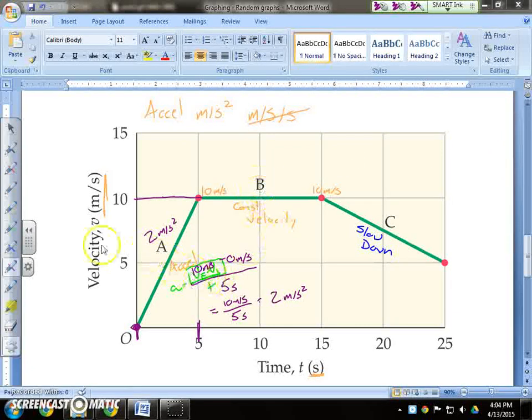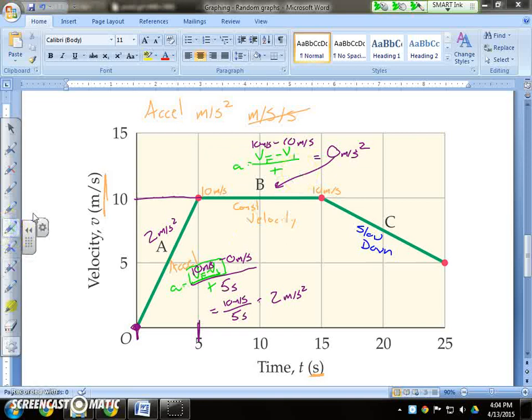B, we could again put into that same formula. Acceleration equals Vf minus Vi all over t. But the fun thing with it being a horizontal line, I know the final velocity is 10 meters per second, and I know the initial velocity is 10 meters per second, which means whatever we do, it's 0 up top, which means your answer is going to be 0 meters per second squared, because it's a constant velocity. There is no acceleration.